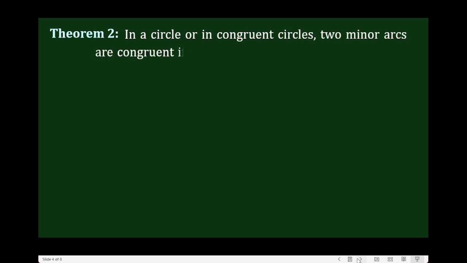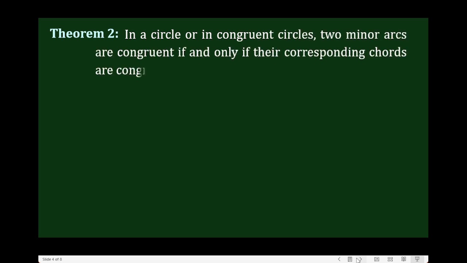Now we go to the second one, theorem number 2. Theorem number 2 states that in a circle or congruent circles, two minor arcs are congruent if and only if their corresponding chords are congruent. Now again, we draw a circle whose center is at point T. So this is circle T.